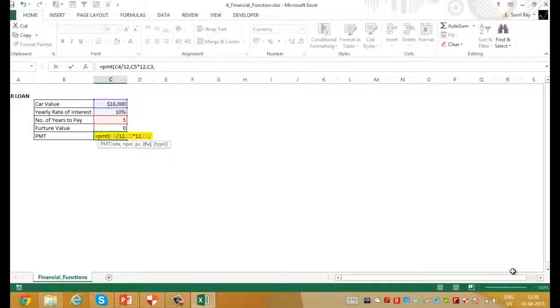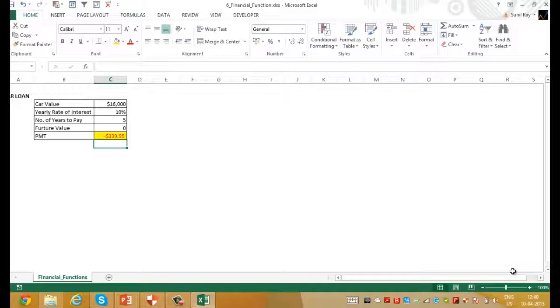For future value, put 0 or leave blank, and at last, type. The type is 1 to make payment at the beginning of the month or 0 to make payment at the end of the month. Currently we'll put 0. Press enter. Here we have got the monthly payment of $339.95 as shown. It is showing negative because this amount will go out of your pocket every month.